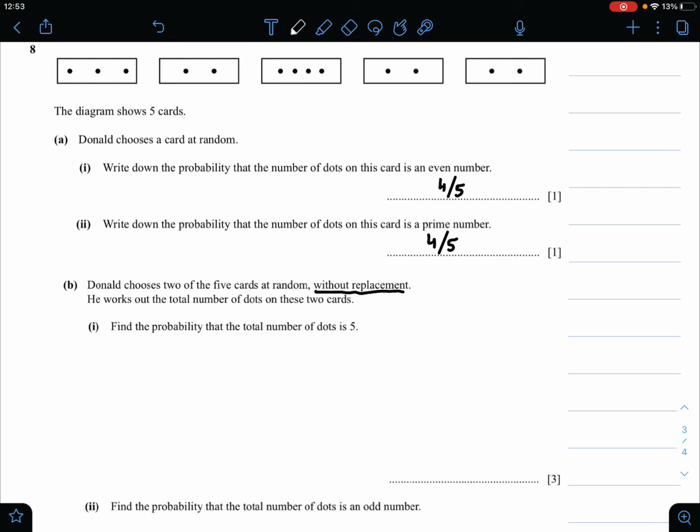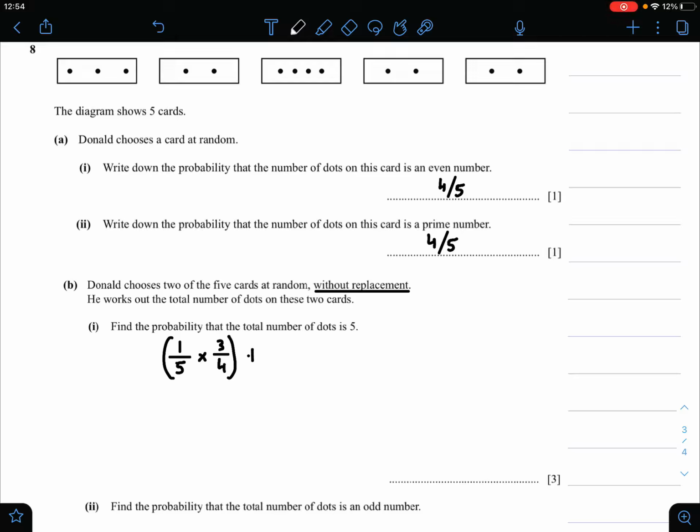that is very important, without replacement. The only possibility of picking 2 cards that have a sum of 5 would be 3 and 2. So the probability of picking a 3 would be 1 by 5, because there is only one 3 out of 5 cards, multiplied by the probability of picking a 2. There are 3 2's, but the total number of cards has reduced by 1 because we have already picked the 3. So the probability of picking a 2 now would be 3 by 4.